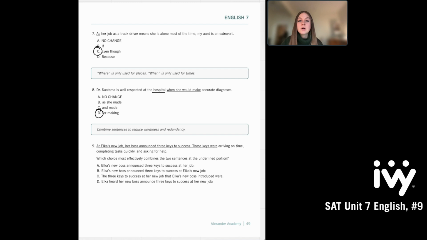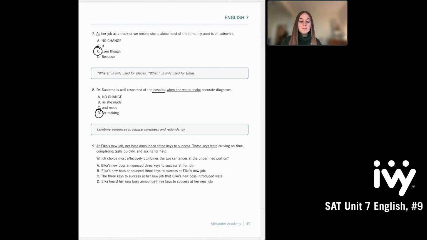The next idea we'll go over is how we are reducing wordiness and redundancy, which is an important thing to keep in mind on the SAT. One way to do so is to combine sentences. Number 9, at Elka's new job, her boss announced 3 keys to success. Those keys were arriving on time, completing tasks quickly, and asking for help. Here we're being asked which choice most effectively combines the 2 sentences at the underlined portion.